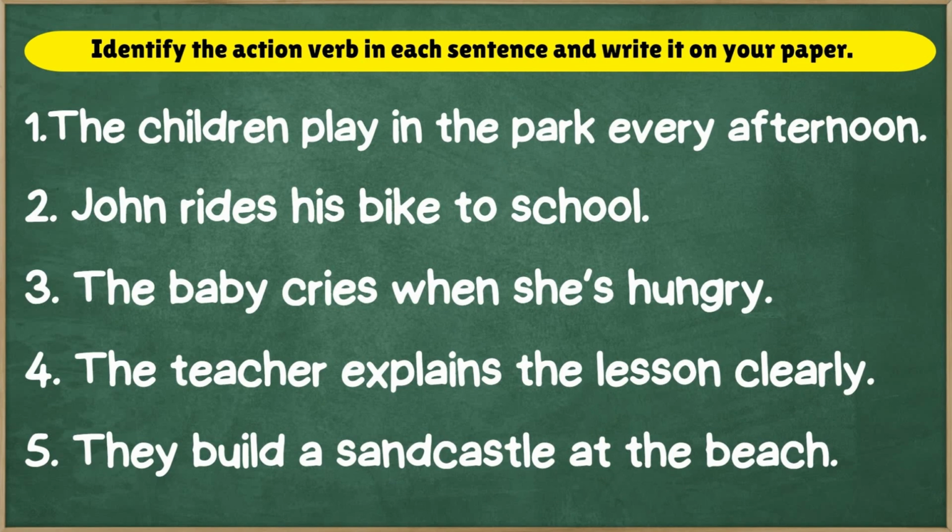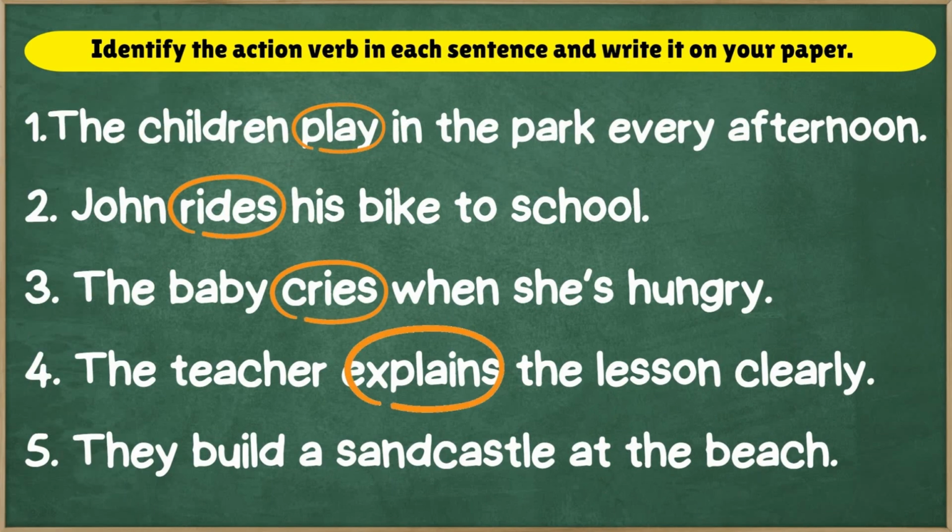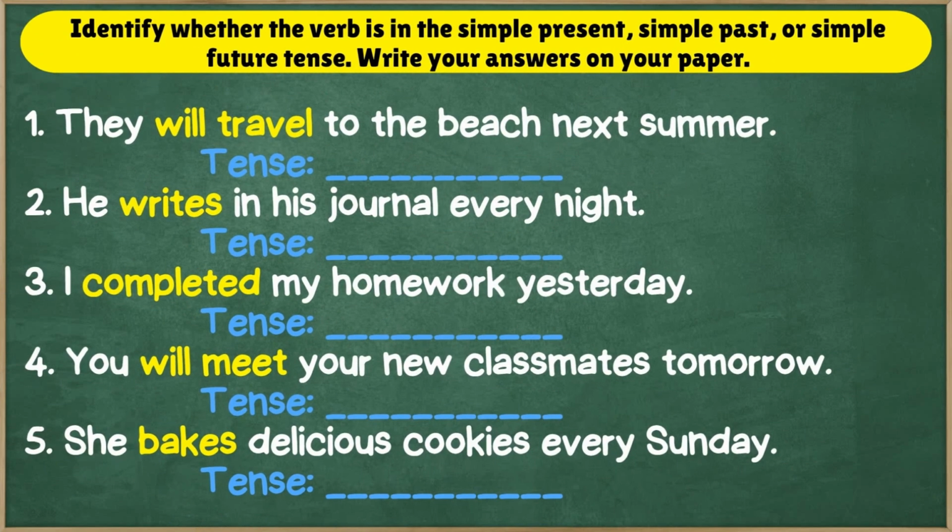What is the action word on the first sentence? Very good, it's play. How about on the second? Right. On the third? Right, good job. How about on the fourth sentence? It explains. And on the fifth? Great, it's build. Nice. Let's move on to the next activity.